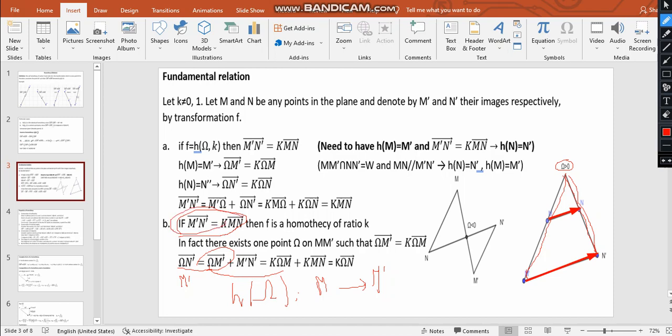So what do you need to know at the end? Always, if you have M prime N prime equal to K MN, there exists a homothety that transforms M to M prime and N to N prime.